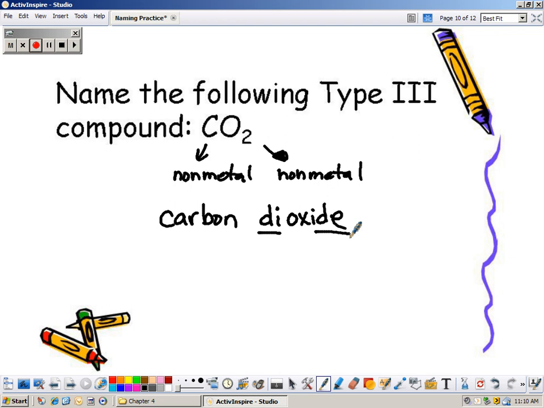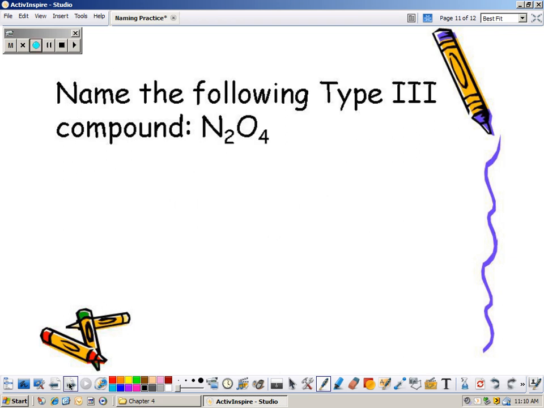All right, let's try another example. Name the following type 3 compound. Again, two nonmetals. You have nitrogen. How many nitrogens do you have? You have two. So you have to use a prefix that means two, and that's di. So dinitrogen. And now you have oxygen again. So what prefix indicates four? Mono, di, tri, tetra. So tetra, and oxygen becomes oxide.